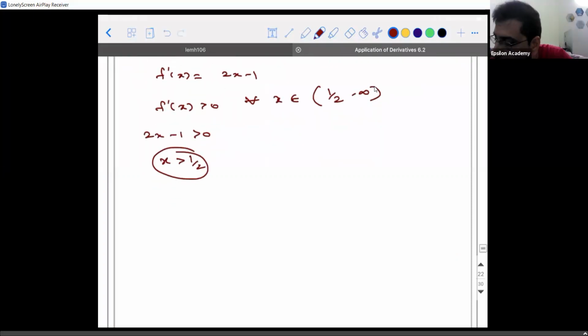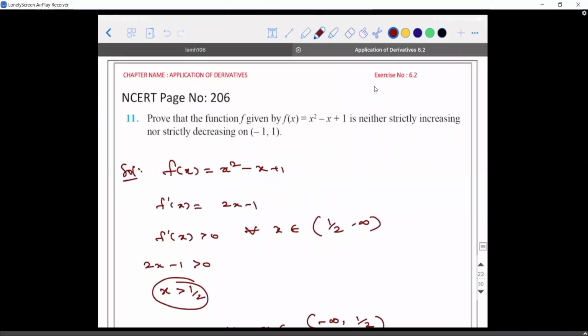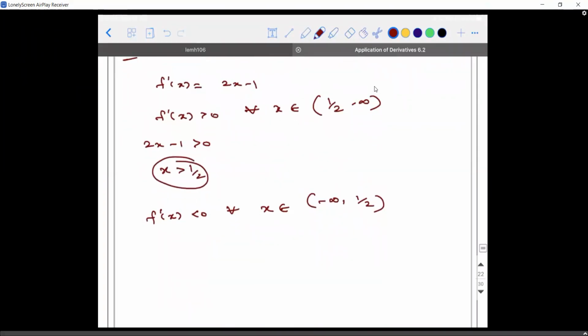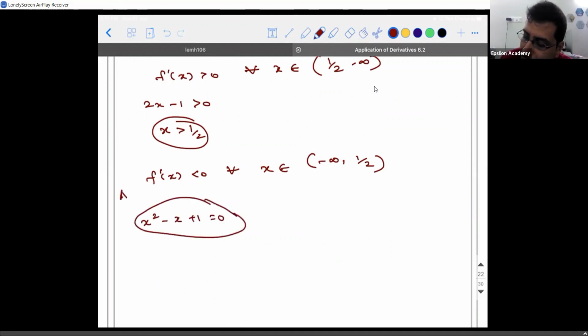Okay. So similarly, f dash of x is less than 0 for all values of x that belongs to minus infinity to half. So obviously, what is going to happen between -1 to 1? It will be neither increasing nor decreasing.